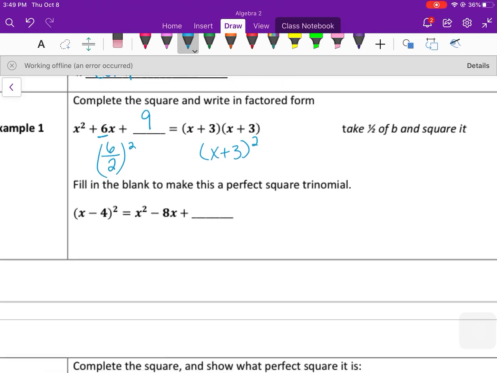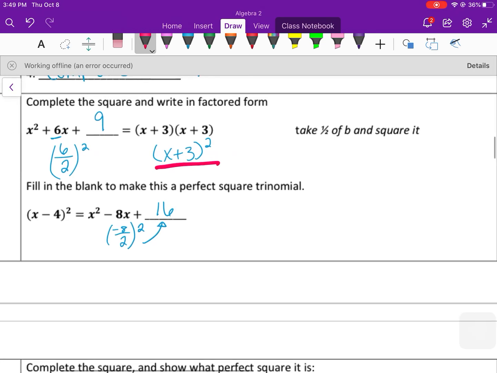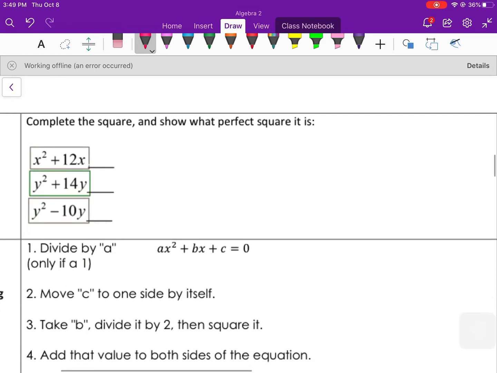So this one would be a perfect square. Well, if you think of it, if it's (x minus 4) squared, then negative 4 times negative 4 is 16, which would make this the perfect square. Or take half of negative 8, which is negative 4, and square it, and you get 16. That's what goes there. So that's called completing the square. It's writing the trinomial so that it factors to be a perfect square. You take half of the middle term and you square it.